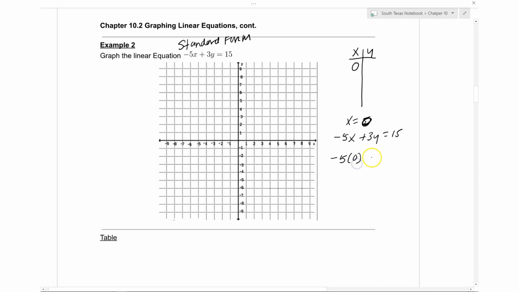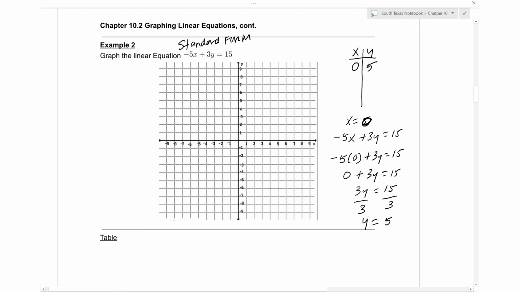So we have negative 5 times 0 is 0, plus 3y is equal to 15. 0 plus 3y gives you 3y equals 15. Since we're multiplying, we're going to divide by 3. So y equals 5. So we have 0, 5.